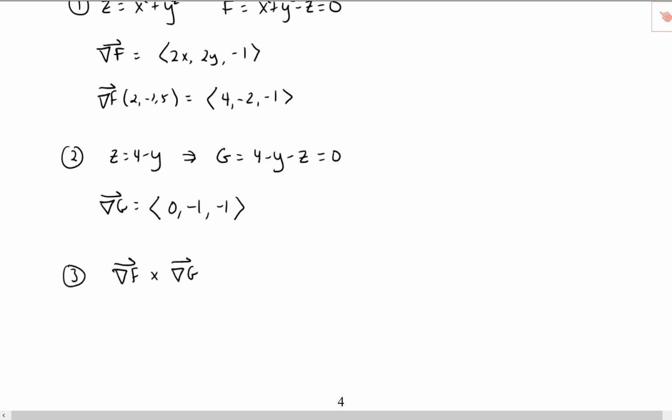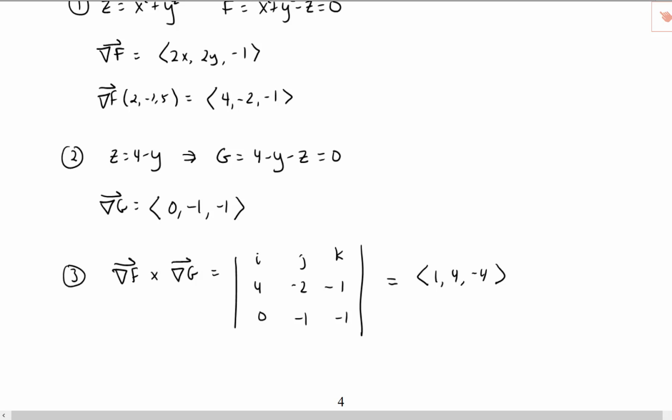Let's go ahead and compute the cross product of this gradient for F and gradient for G. Computing the cross product using the determinant, as we learned in an earlier section, we get that the cross product of these two vectors is 1, 4, negative 4. Again, this vector will give us the direction vector for our tangent line.